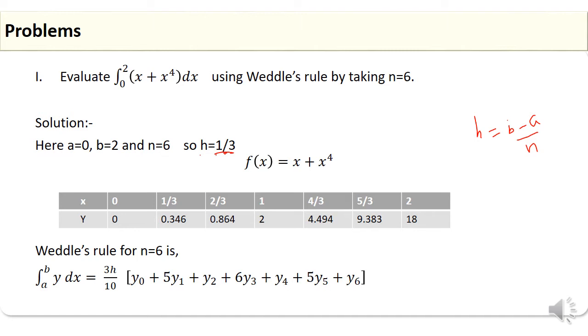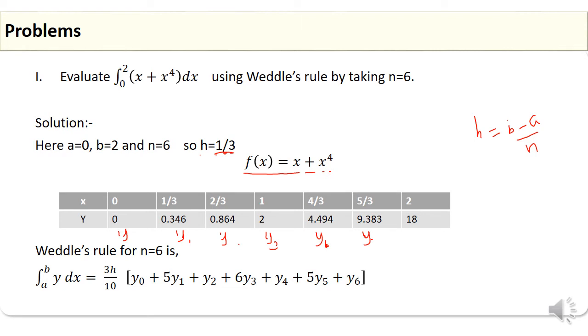By substituting these x values in the function f of x equal to x plus x power 4, we'll get the respective y values. That is here y0 equal to 0, y1 equal to 0.346, y2 equal to 0.864 and y3 equal to 2, y4 equal to 4.494, y5 equal to 9.383 and y6 equal to 18.